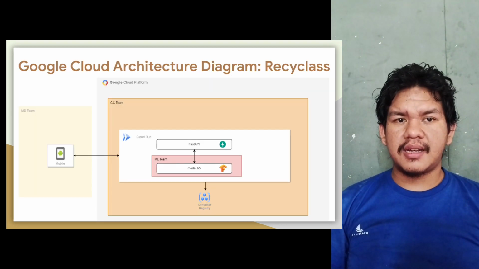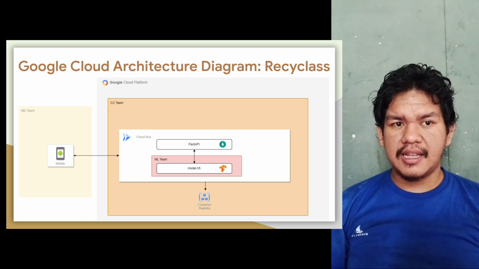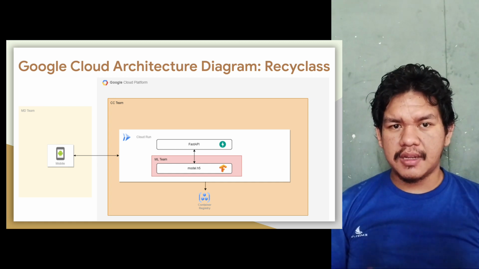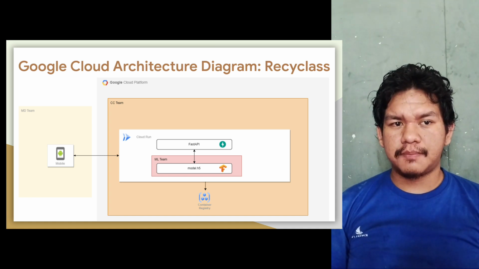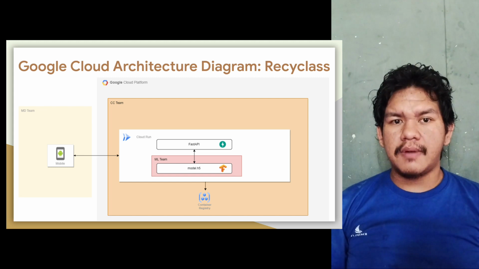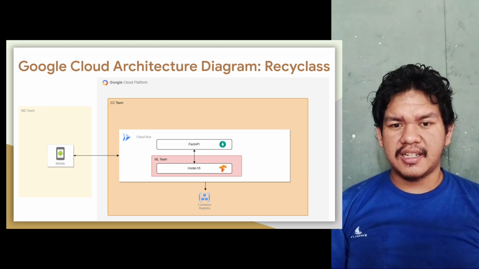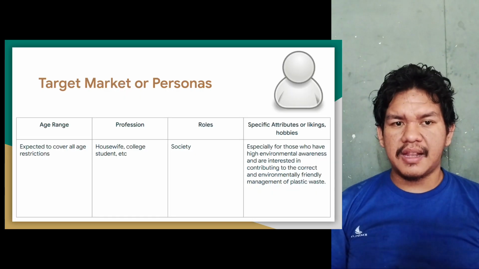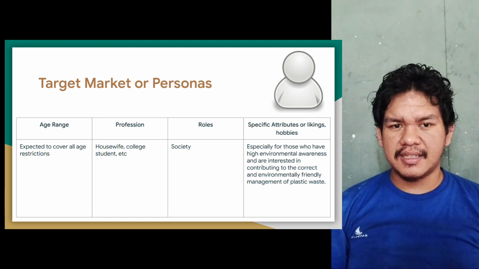Next, I will explain the cloud computing architecture used by the cloud computing team. In this project, we use the FastAPI framework as the intermediary API between the request from the user through the Recyclass mobile application and the response from the TensorFlow machine learning model. Then we deploy the machine learning model and the API to the Cloud Run service, which is then stored in the container registry.